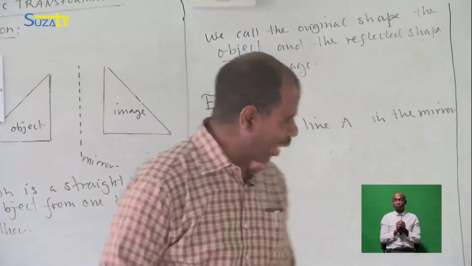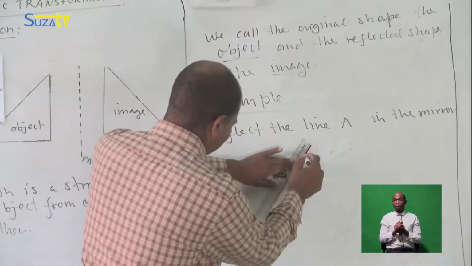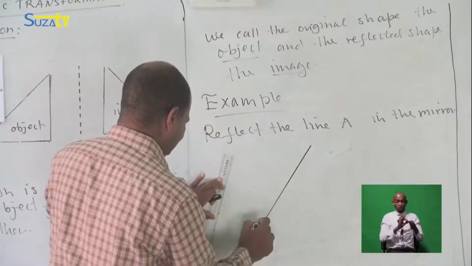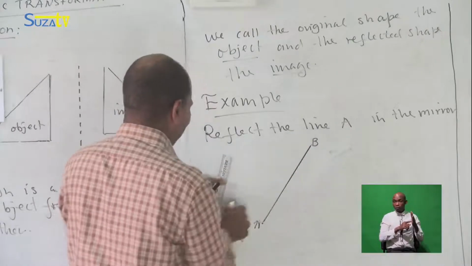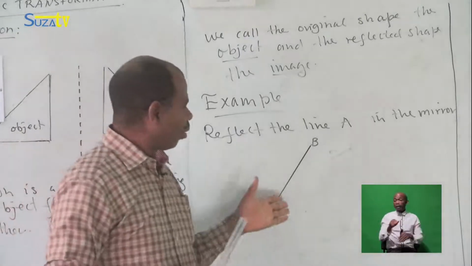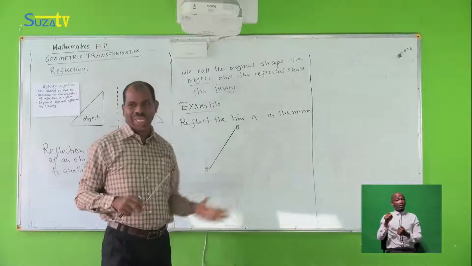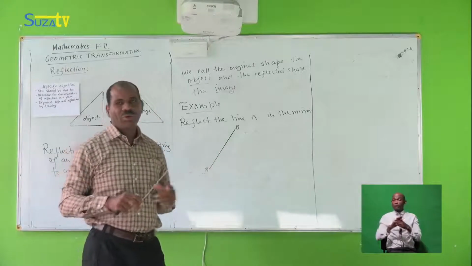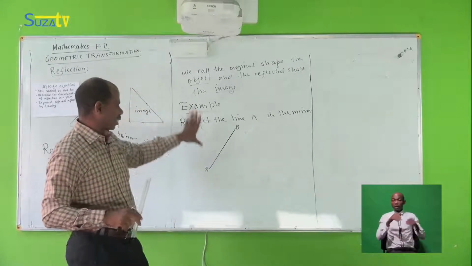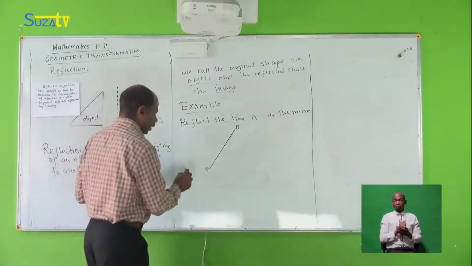So this is a line AB. Line AB is a line joining the 2 points, A and B. Now, we can reflect this line either using a vertical dotted line or horizontal dotted line. So suppose you want to reflect this using a vertical dotted line. That is the solution for this.